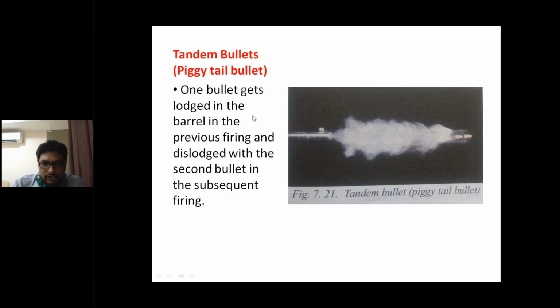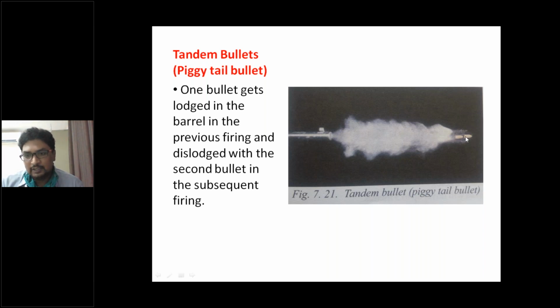So one bullet gets lodged in the barrel in the previous firing and is then dislodged with the second bullet in the subsequent firing. Suppose a bullet is fired and, because of the cleaning of the barrel and the wear and tear, sometimes the bullet will not go out. It will stay within the barrel. And again, when the second bullet is fired, both bullets will go out of the barrel. So this is known as tandem bullets or piggy tail bullets. You can see here at the tip there are two bullets.